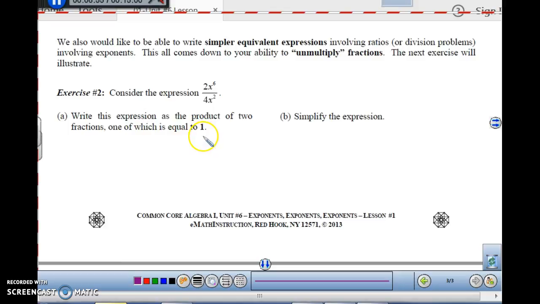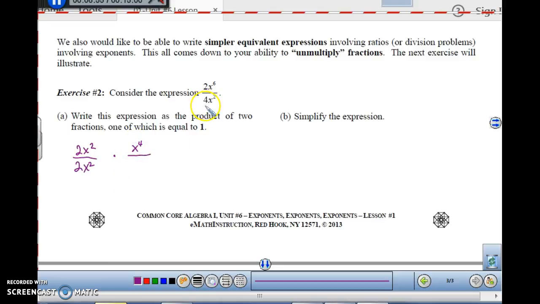Basically, what they're asking you to do is to find a GCF between the numerator and the denominator. So what number goes into both the numerator and the denominator? It would be 2. What is the biggest exponent I can take out of x to the 6 and x squared? It would be x squared. All right, does that equal 1? Yeah, it does. Now, 2x to the 6, if this is 2x squared, what was multiplied by it to get 2x to the 6? It would be x to the 4th.